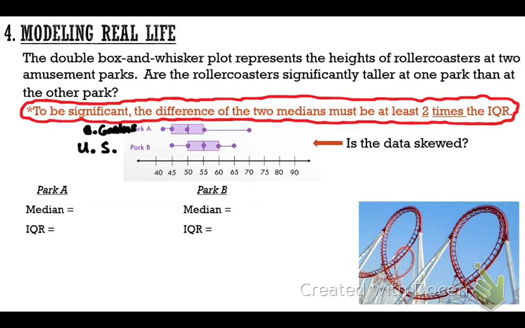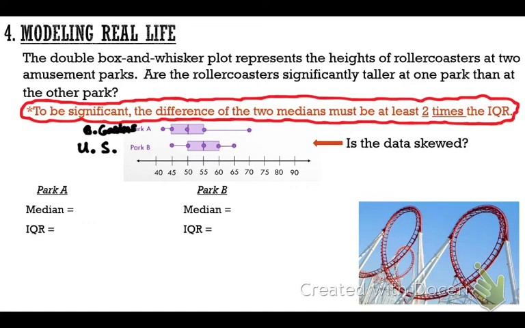We're just pretending, okay? So first things first, we're trying to figure out, are the roller coasters significantly taller at one park than at the other park? According to what we just came up with, guys, which one of these 2 parks, Busch Gardens or Universal Studios, has the tallest roller coaster? Busch Gardens. Busch Gardens, how tall is it? 70 feet. Okay, very good, all right.